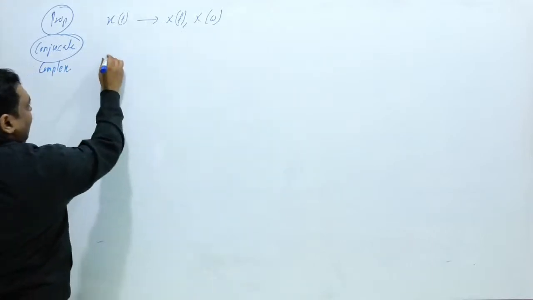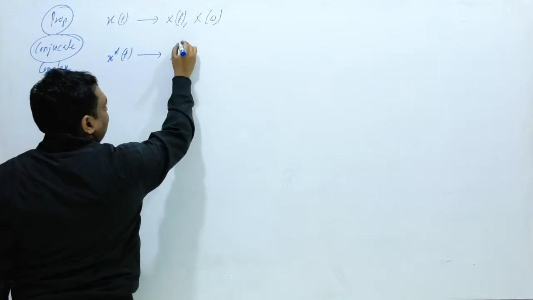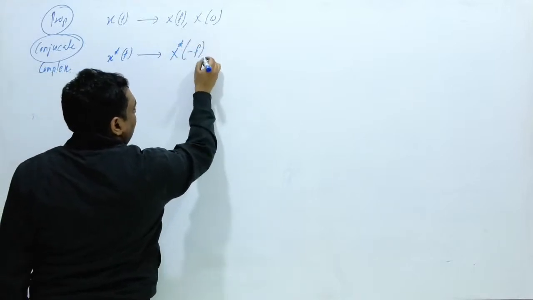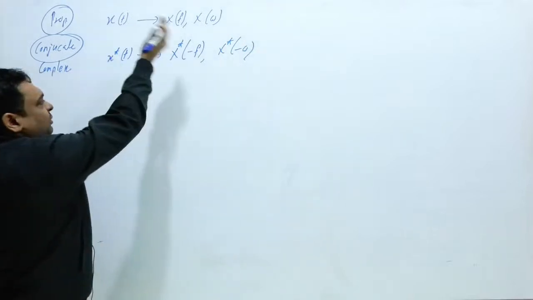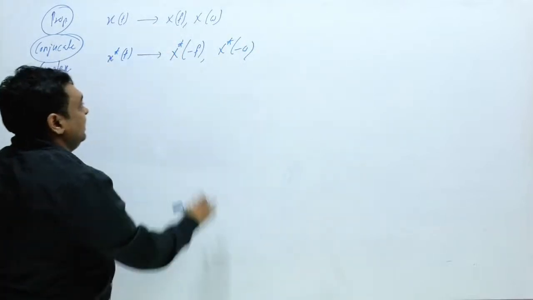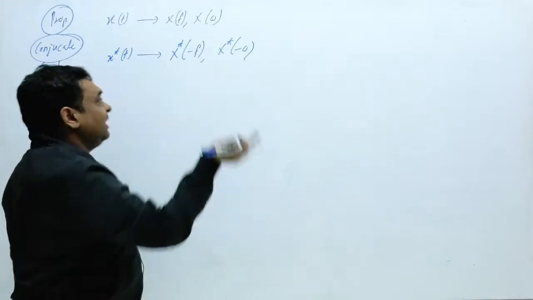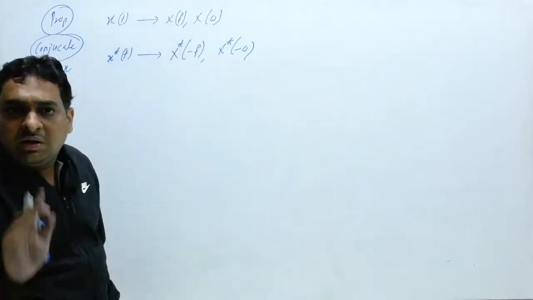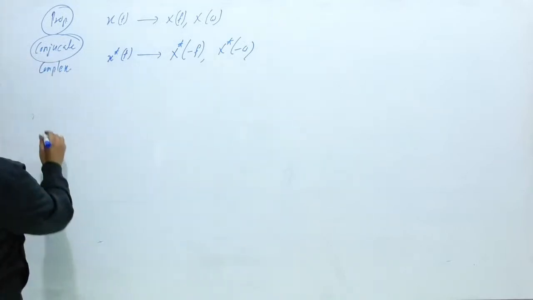So if x conjugate of t, what is the Fourier transform? This is x conjugate of minus f, or x conjugate of minus omega. So if you want to find the Fourier transform of x conjugate, the Fourier transform will be reversed, and also this will be conjugated. Clear this thing?